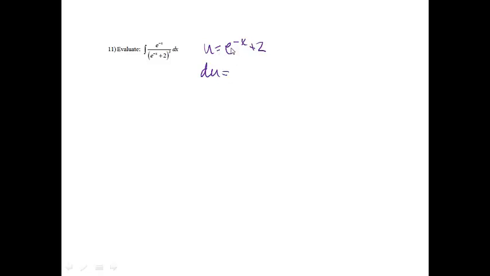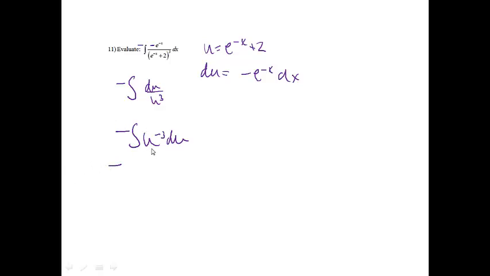So du, the derivative of e to the negative x plus 2, will be negative e to the negative x dx. And I notice I have that, I'm just missing a negative, so negative goes on the inside and the outside, so I now have negative. Everything turned into du, and then on the bottom I have u cubed. So if I rewrite that, I'll have u to the negative 3 du, and then I'm going to bring my negative down.